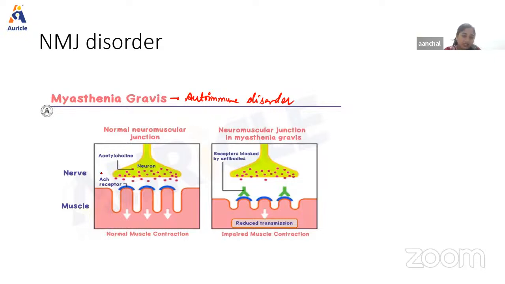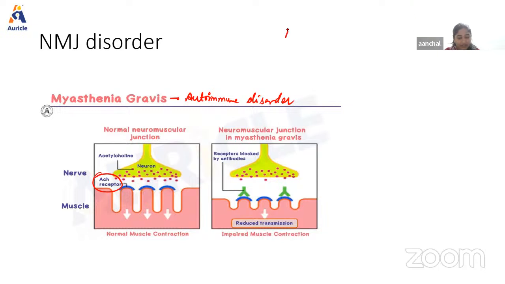As we have discussed, these are the receptors for acetylcholine. Acetylcholine will bind over them, but in myasthenia gravis, there will be formation of antibodies against the acetylcholine receptors. Okay, and these antibodies prevent the binding of acetylcholine with the receptors or destroy the receptors. So the acetylcholine release is normal, but it cannot execute the further action. Okay, now what are the signs and symptoms?